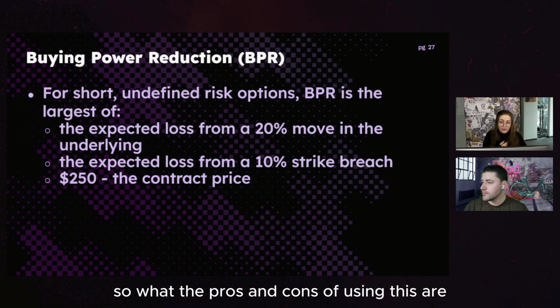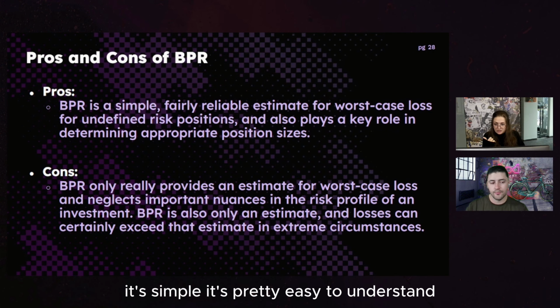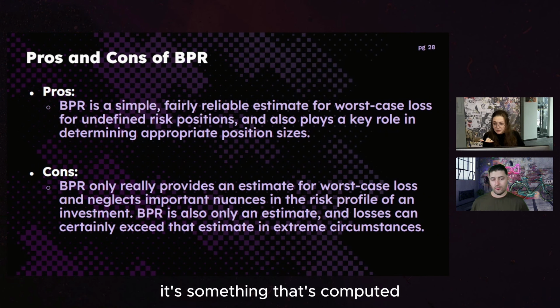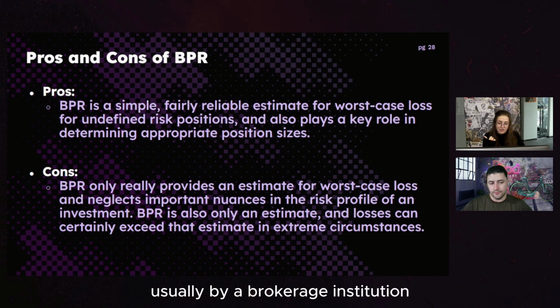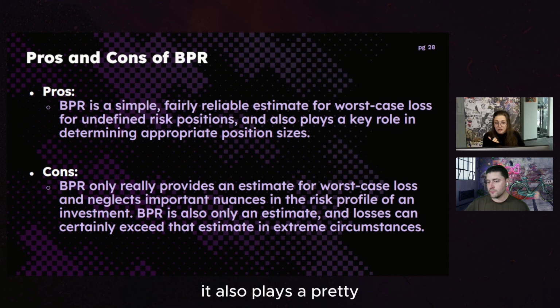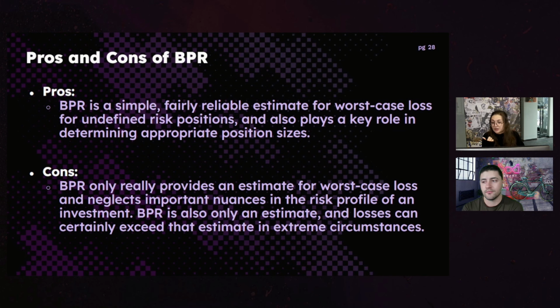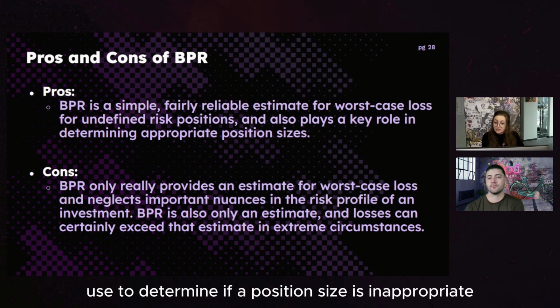So what the pros and cons of using this are, the first is that it's very simple. It's pretty easy to understand. It's something that's computed usually by a brokerage institution. And it's a fairly reliable estimate for worst case loss for undefined risk. It also plays a pretty key role in determining position sizes. So a lot of the times buying power is what traders will use to determine if a position size is appropriate for a certain account.